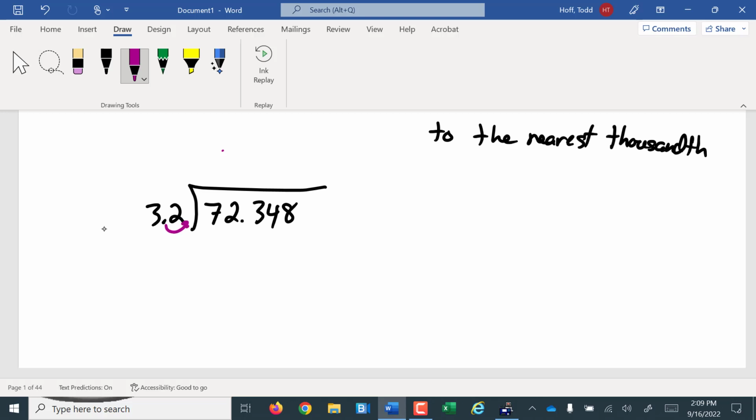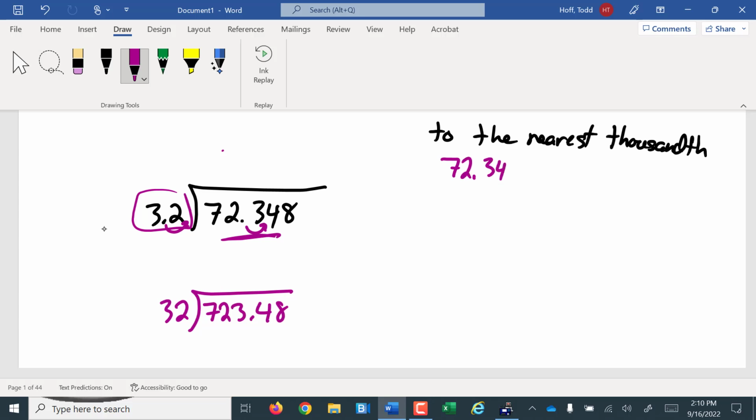Then what do we have to do? Yeah, if we take whatever we're dividing by, in this case the 3.2, and we move the decimal to the end, however many places we had to move it there, we have to move it over here as well. So this is now 723.48 divided by 32. Why are we able to do that?